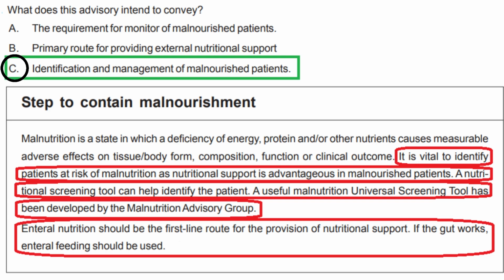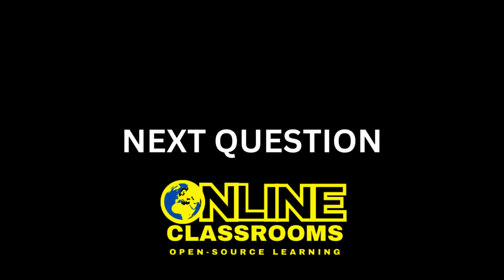Option C, identification and management of malnourished patients, is supported by the paragraph. The paragraph emphasizes the importance of identifying patients at risk of malnutrition and mentions the development of a malnutrition universal screening tool by the Malnutrition Advisory Group. It also briefly mentions enteral nutrition as the recommended route for providing nutritional support. Therefore, the advisory intends to convey the need for identifying and managing malnourished patients. Let's look at the next question.